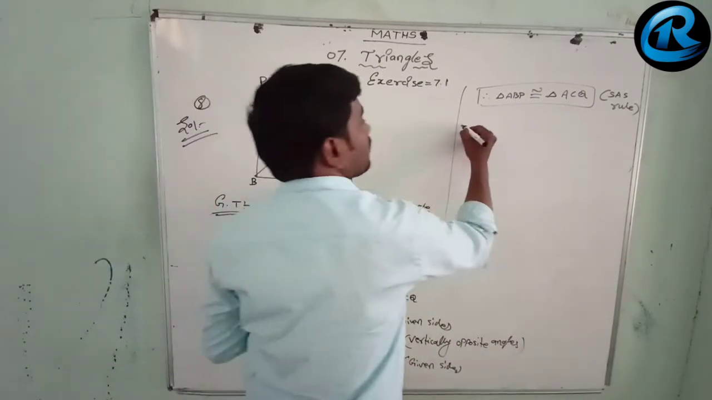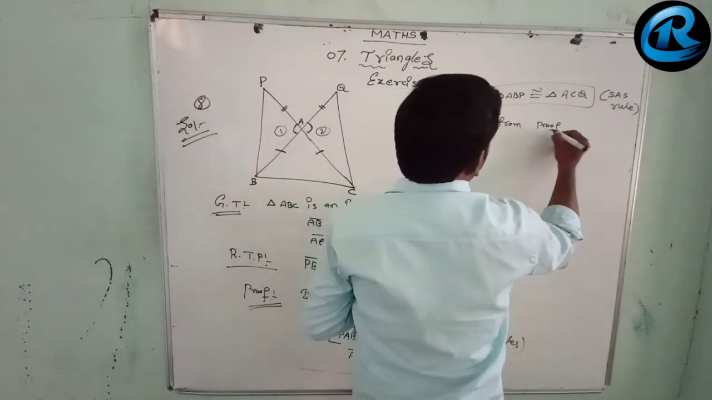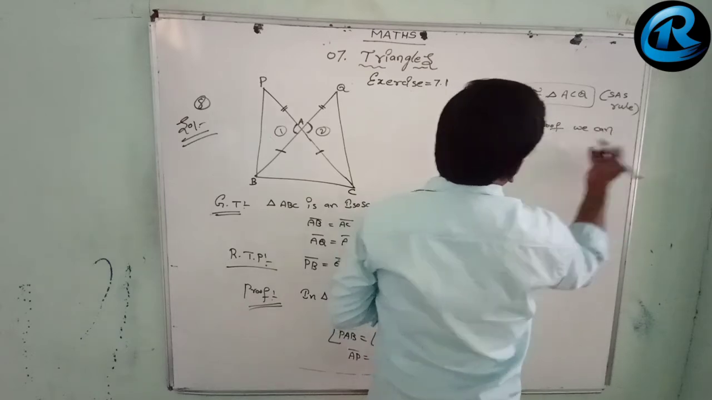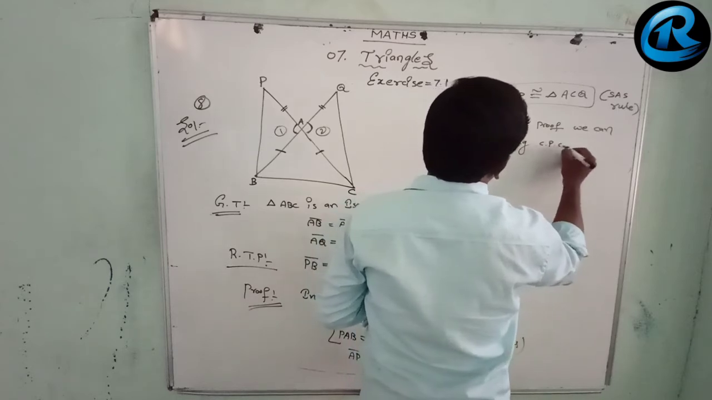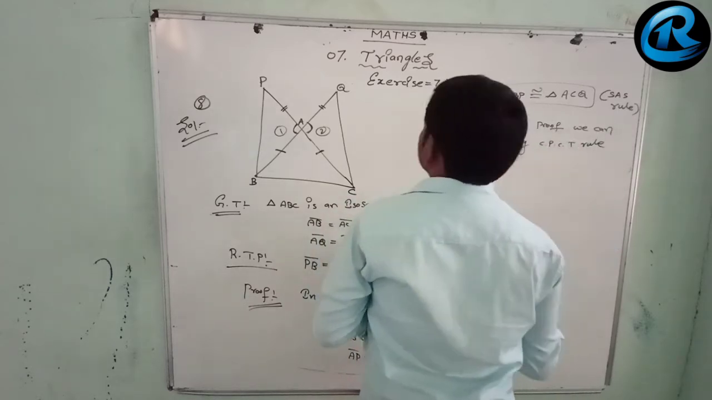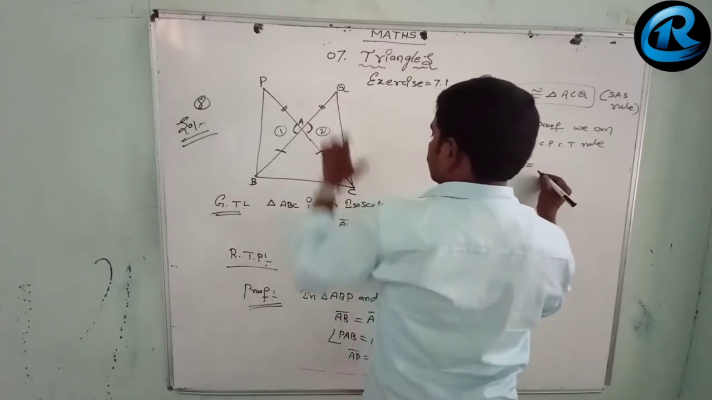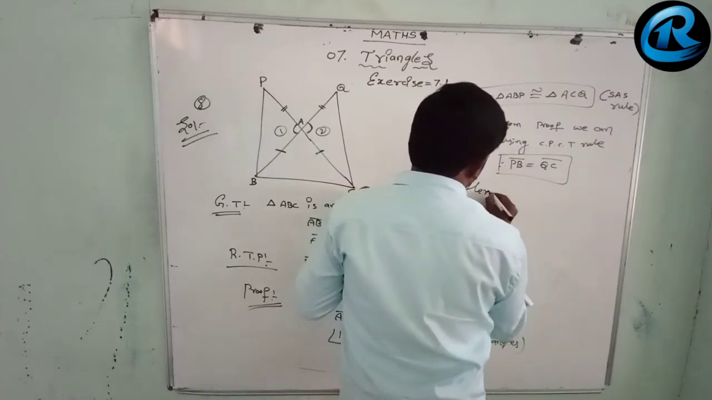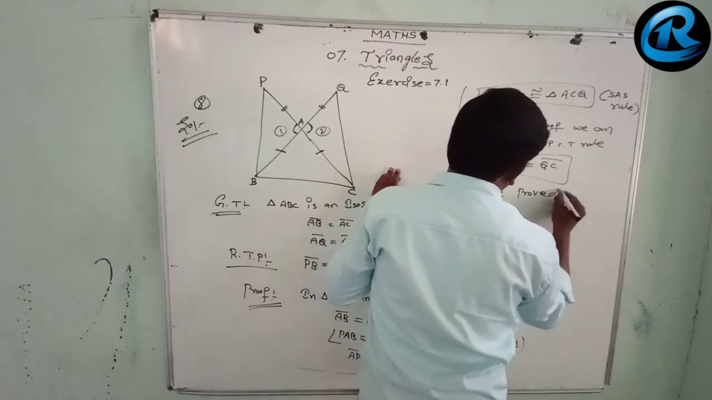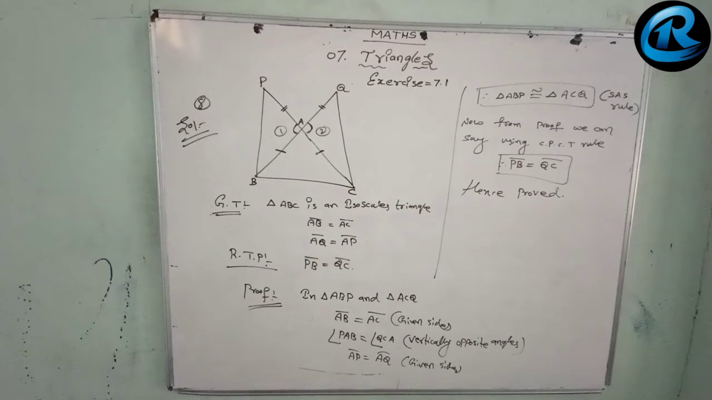Now from the proof we can say that by using the CPCT rule, PB is equal to QC. Hence proved. See, very simple, very clean and very neat, a very easy question.